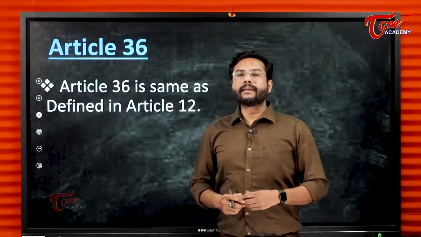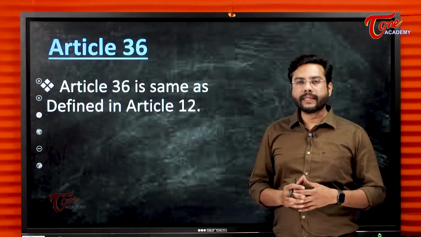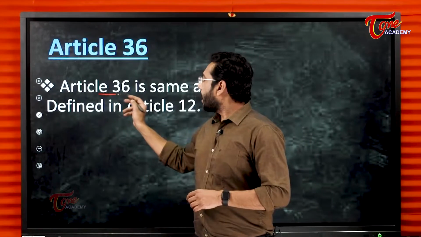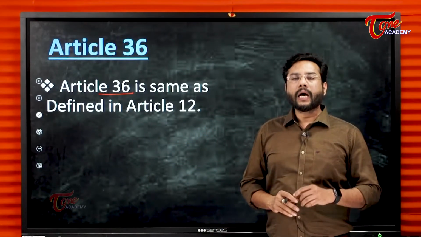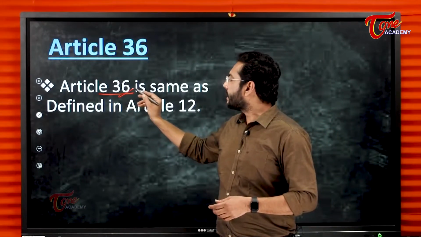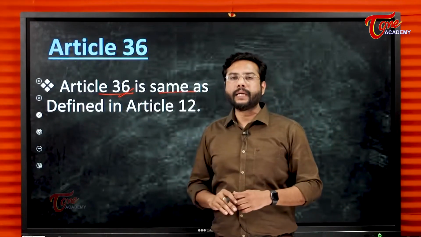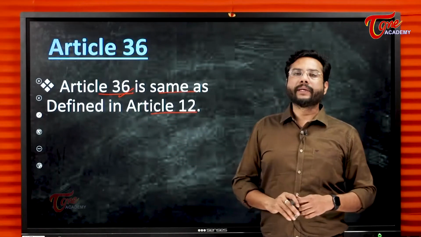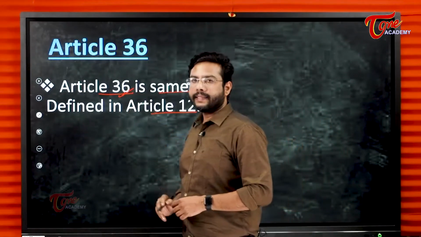So what is Article 36? As we said, DPSP start from Article 36 to Article 51. So we need to understand Article 36. Every article is important here, as we did in our fundamental rights. So Article 36 defines the state. Just to put it simply, we have already discussed Article 12 in fundamental rights. The state is defined in Article 36.